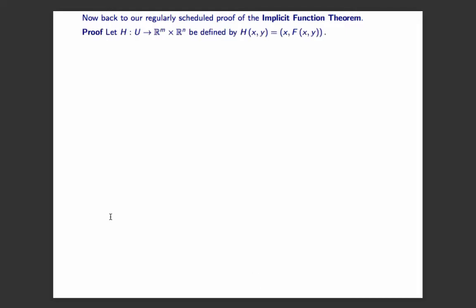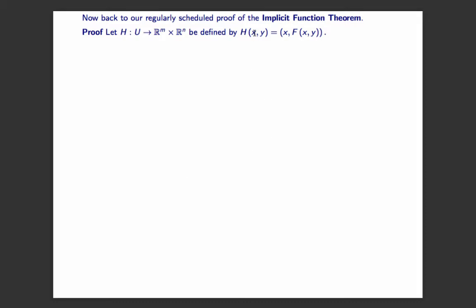Proof. So let H map U to R^m by R^n. Remember, U is the domain of F, the big F in the hypothesis of our implicit function theorem. So U is an open set of ordered pairs of vectors in R^m and R^n. In other words, H maps ordered pairs to ordered pairs. And we're going to define H as H(x, y) = (x, F(x, y)).